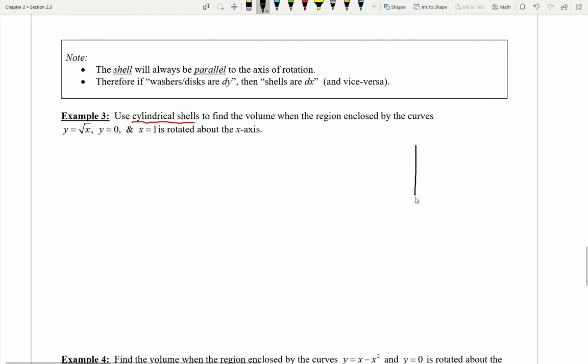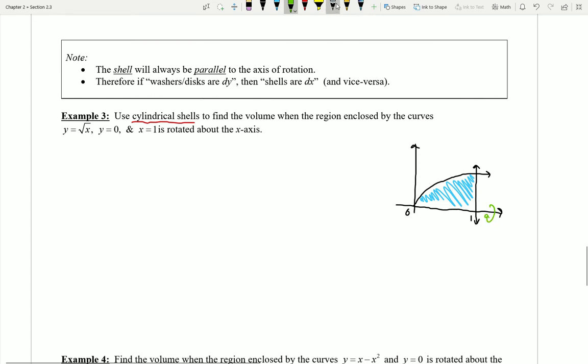But again, since I'm going to be forced to use shell method, I'm not going to bother sketching the full 3D solid. It's just not going to be worth my time. So over here, let's see. I'm going to go ahead and say that if I have my square root of x, which looks like this, y equals 0, which is my x-axis, and x is equal to 1. Let's suppose that that goes right through here. Well then, I can start to see really quickly what my region looks like. Here's my region. And I want to rotate around the x-axis for this question.